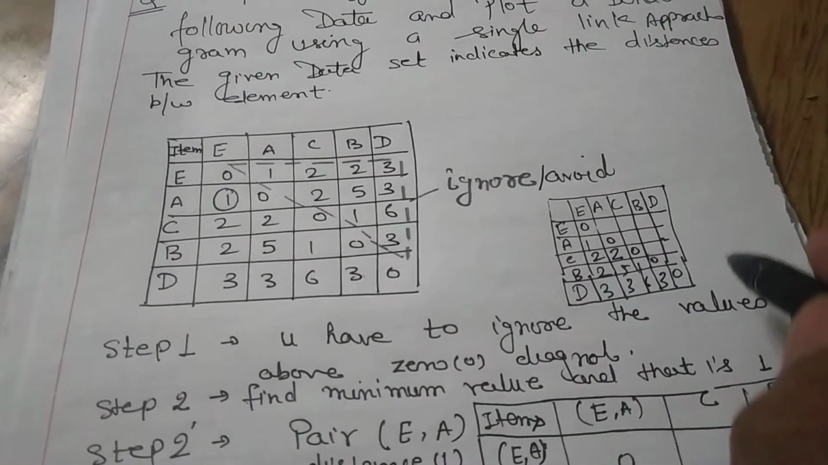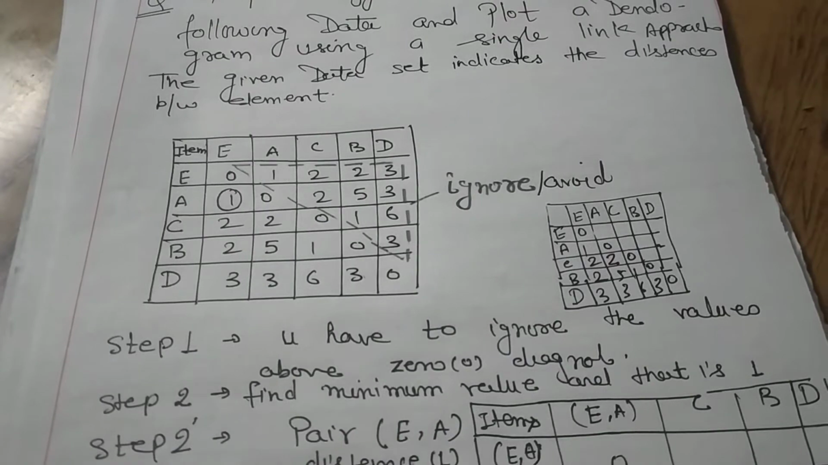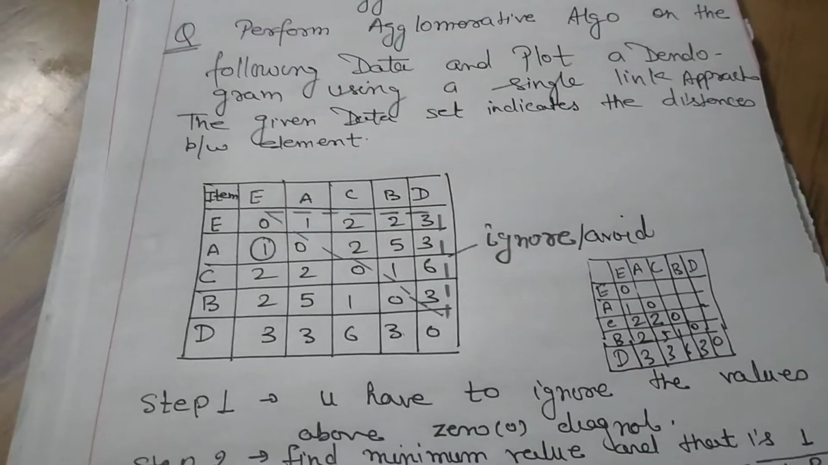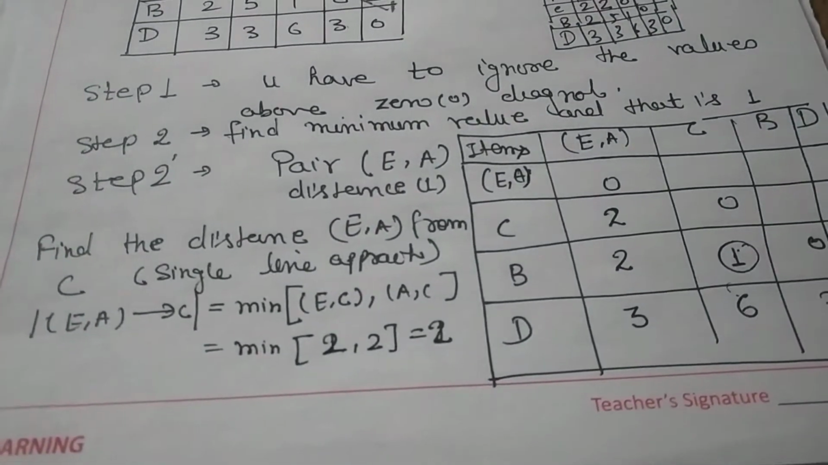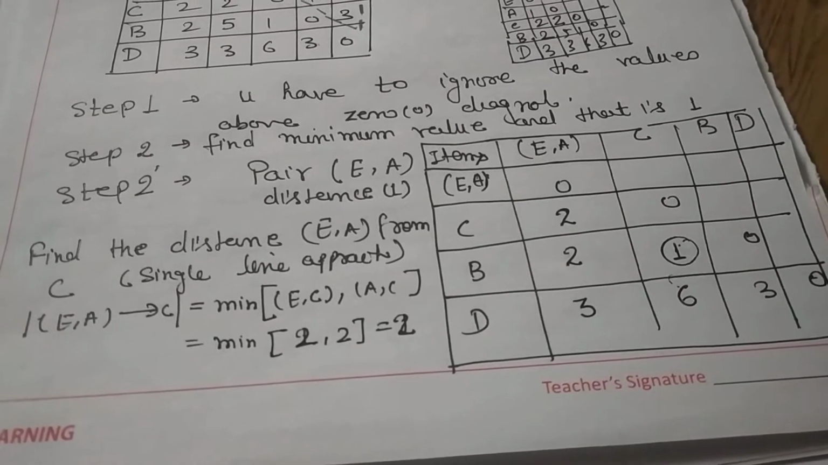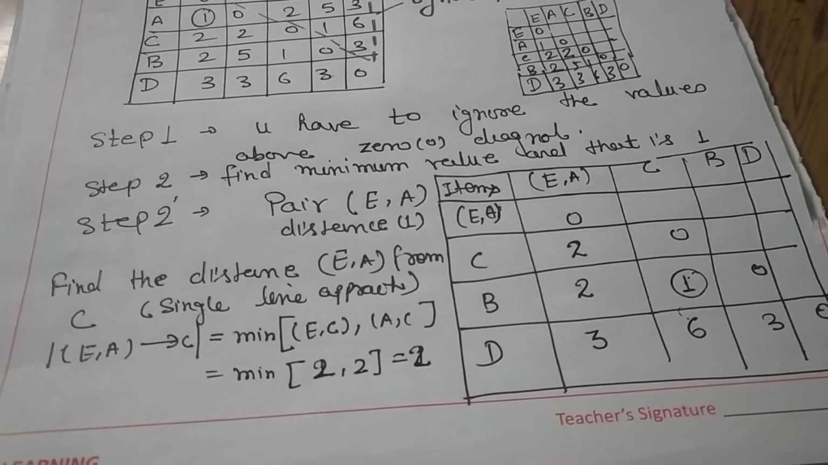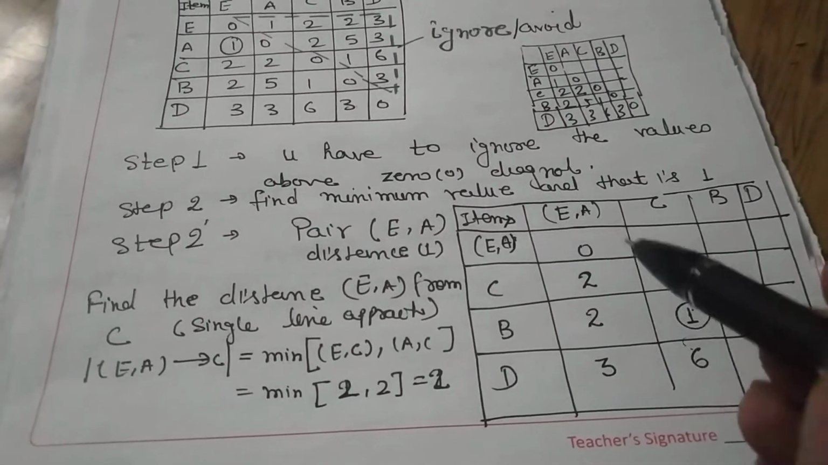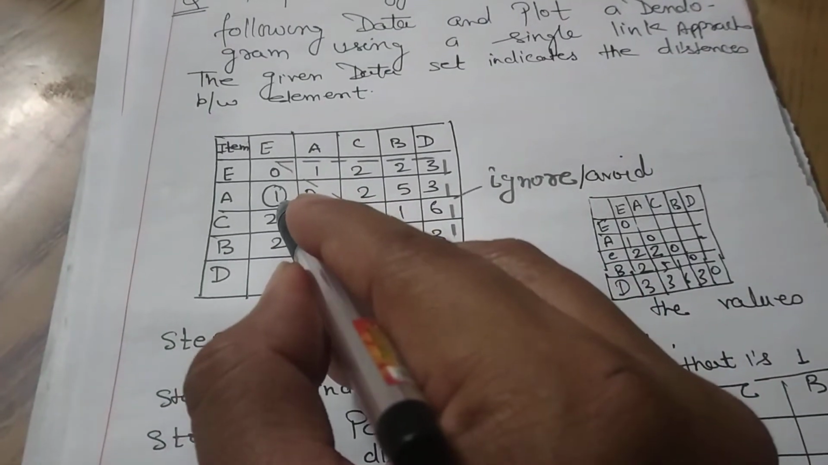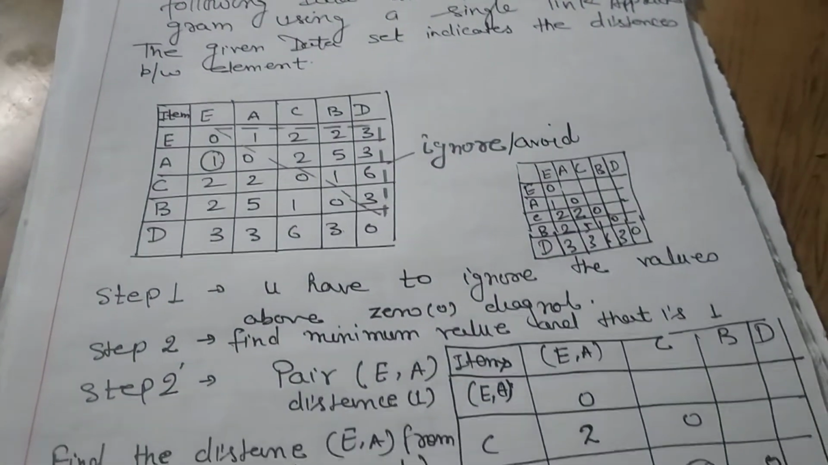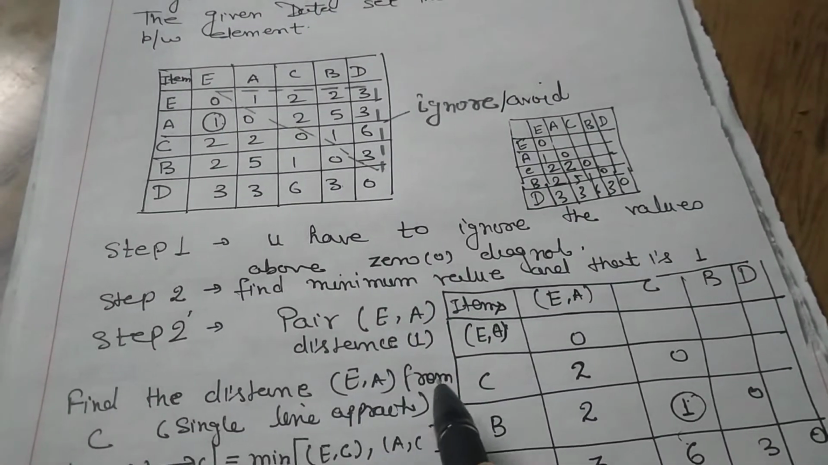In the given below-the-diagonal half matrix, find the minimum value, that is 1. 1 is the minimum, and you make a pair at the minimum value. What is the pair? E and A. Make the pair. Then find the distance of E and A from C, and you have to make a new matrix from this matrix.